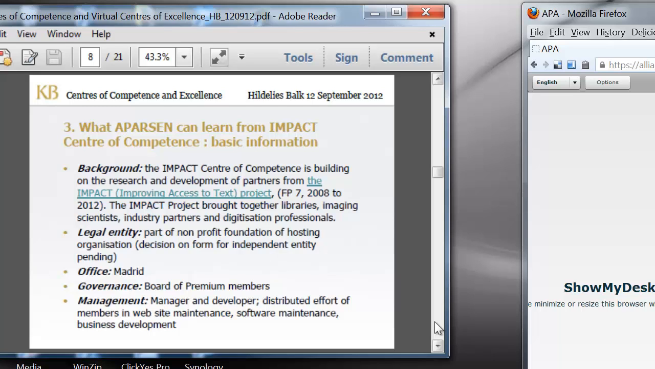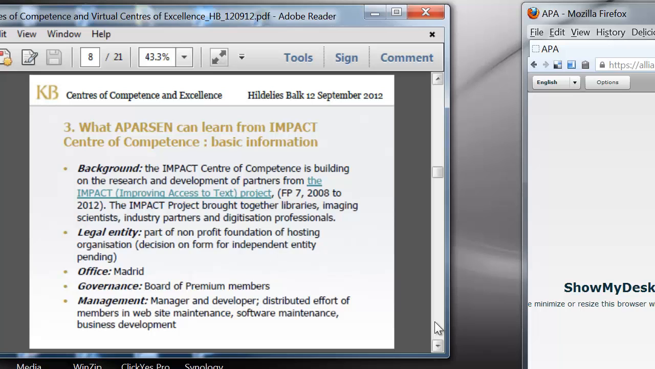Next slide, please, David. Okay, so now I would like to move to Impact. Yes. So what a person could learn from Impact, first some basic information.